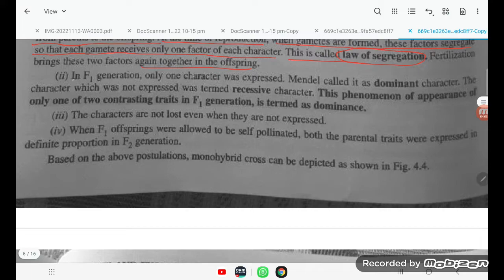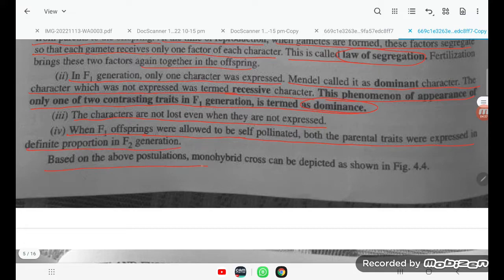What is the second point? In the F1 generation, only one character was expressed. Mendel called it the dominant character. The character which was not expressed is termed the recessive character. The phenomenon of appearance of only one of two contrasting characters in the F1 generation is termed dominance. The characters are not lost even when they are not expressed. When F1 offspring were allowed to self-pollinate, both the parental traits were expressed in definite proportion in the F2 generation.